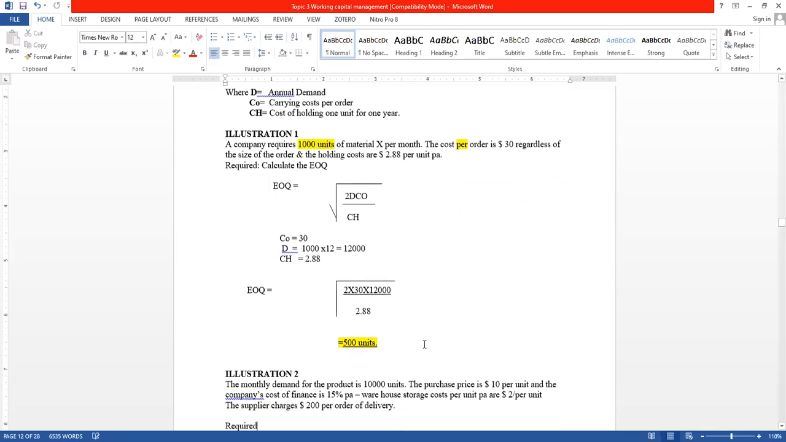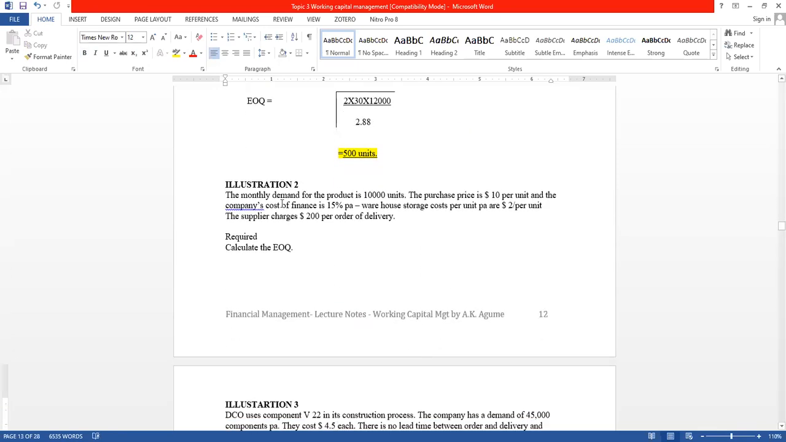Then there is illustration 2. The monthly demand for a product is 10,000 units. The purchase price is $10 per unit, and the company's cost of finance is 15% per annum. Warehouse storage costs are $2 per unit, and the supplier charges $200 per order of delivery. They're saying that you compute the EOQ.